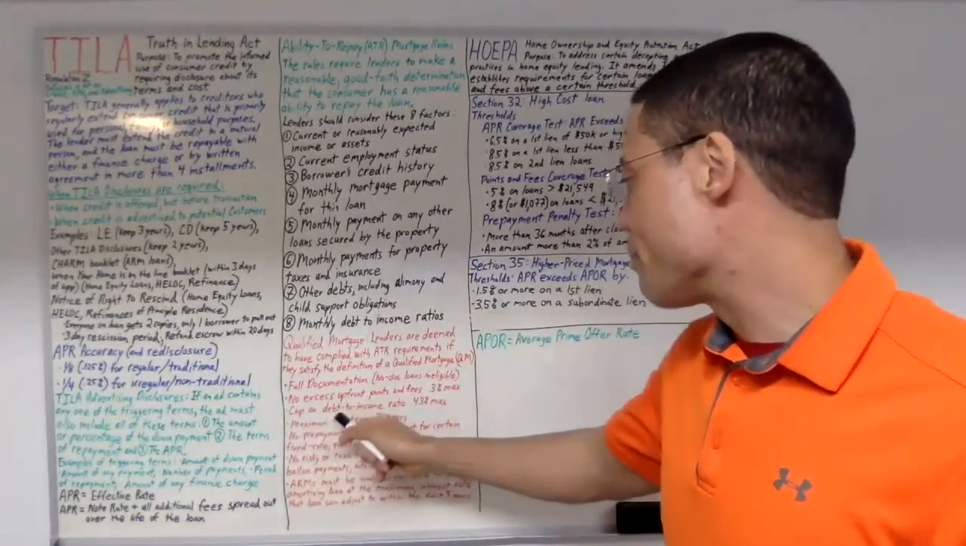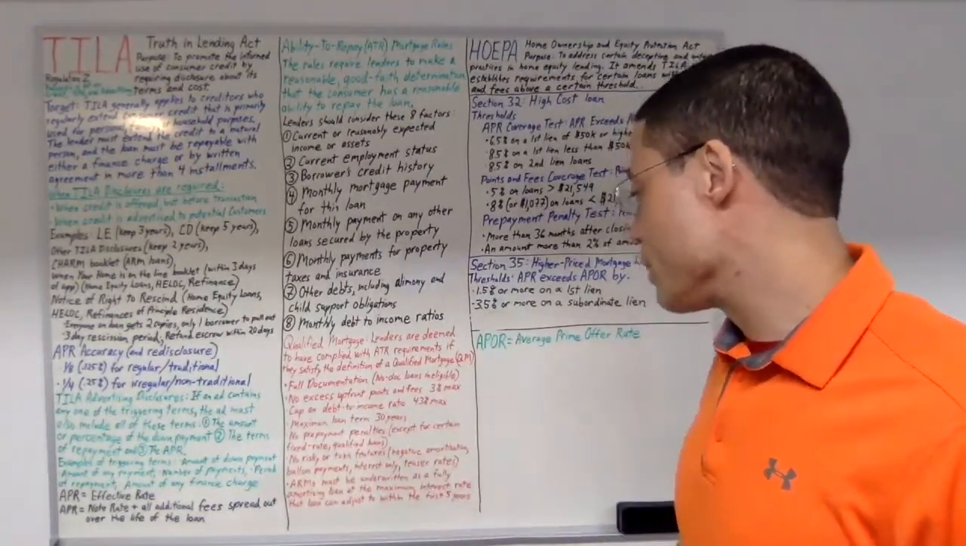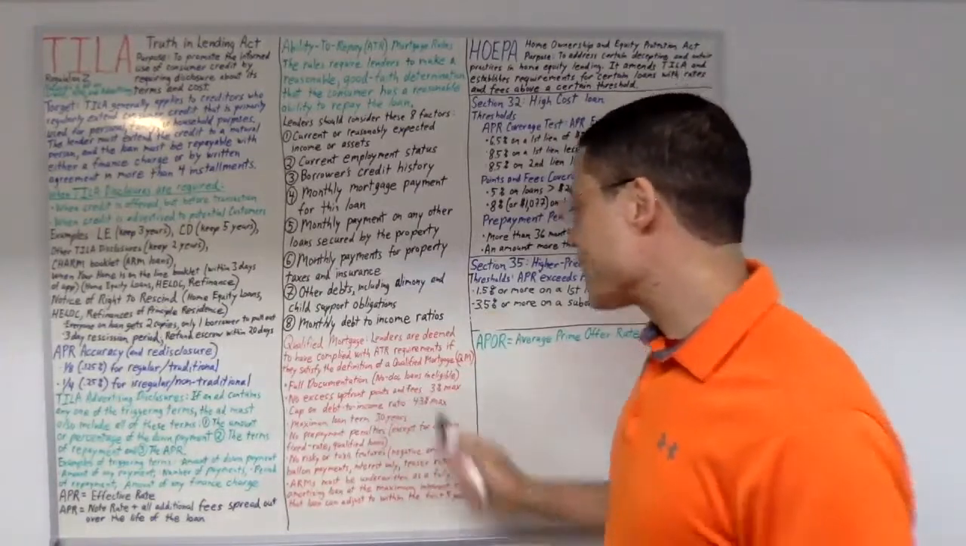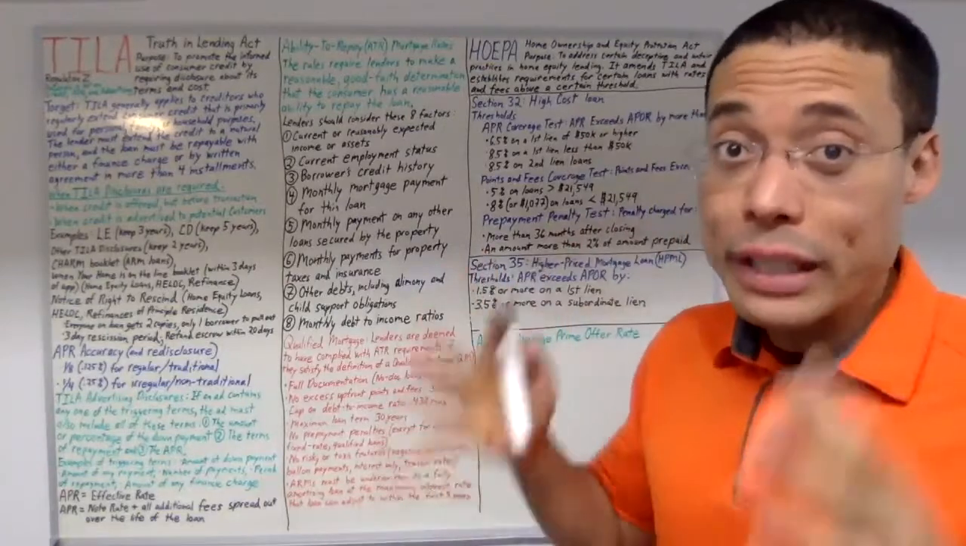Now, a cap on debt to income ratio. The cap is 43%. So the debt to income ratio cannot be more than 43%.